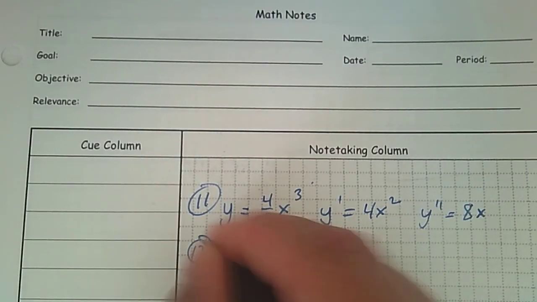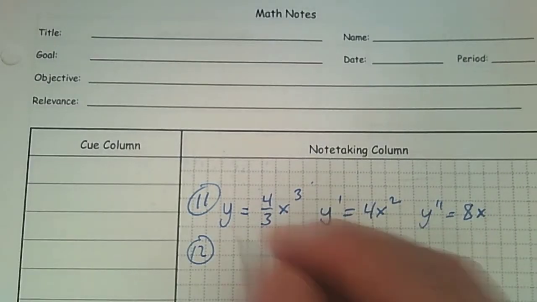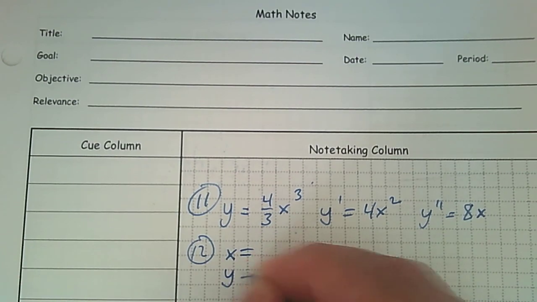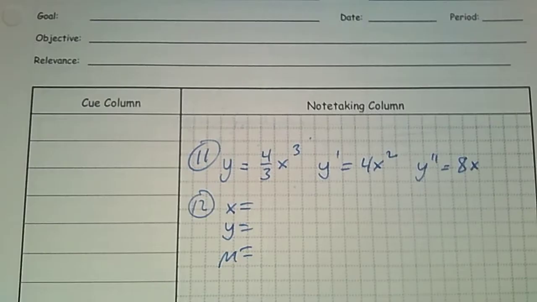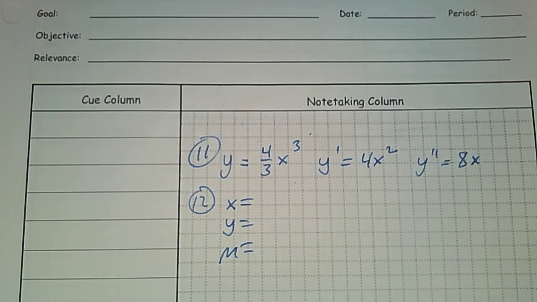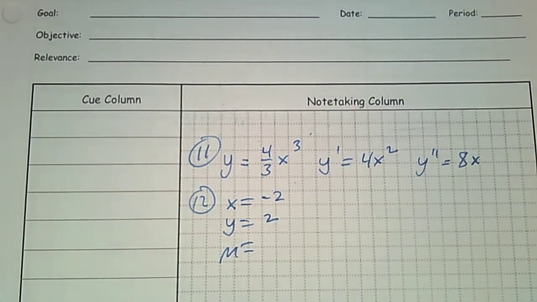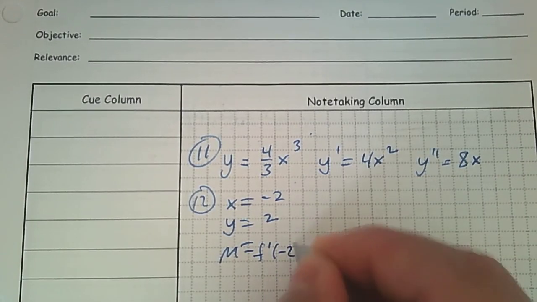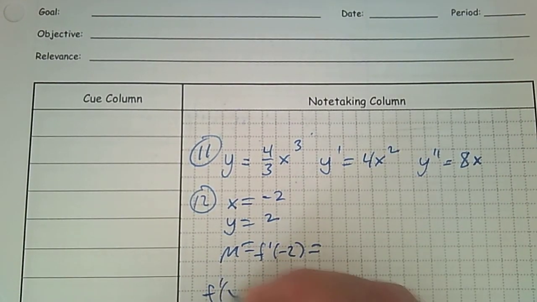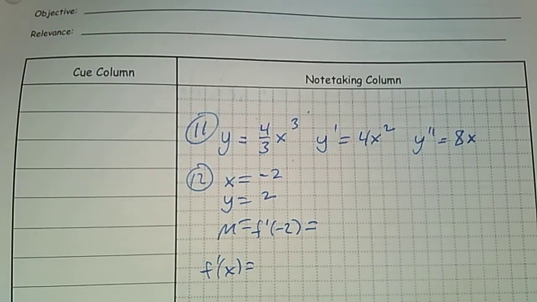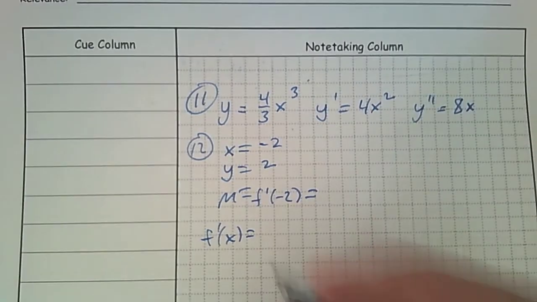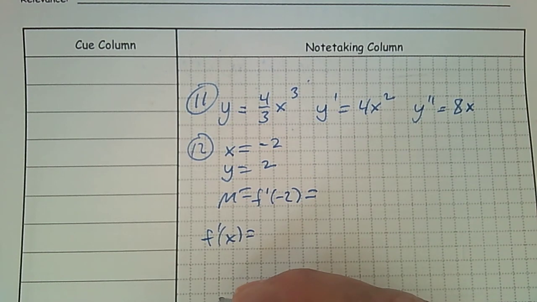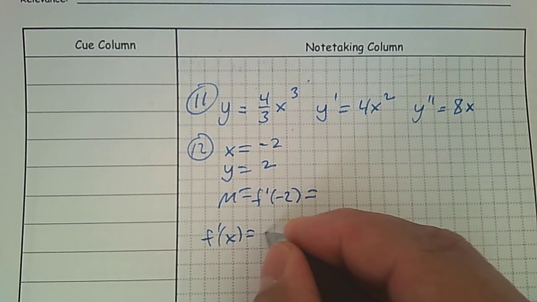Number 12. Find an equation of the tangent line. So as soon as I hear that, I'm going to set this up. I need to know the x-coordinate, the y-coordinate, and the slope. So for number 12, the x-coordinate is -2. The y-coordinate is +2. And then the slope is going to be the derivative at -2. So first I need to know what the derivative is before I can plug in -2. So for number 12, I see x over x plus 1. I've got to use the quotient rule.